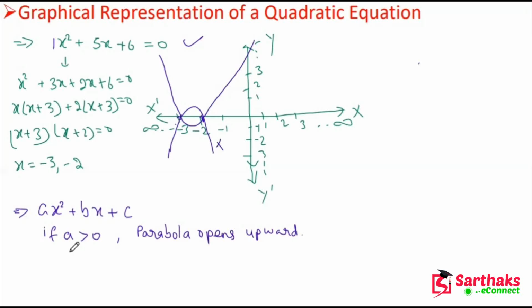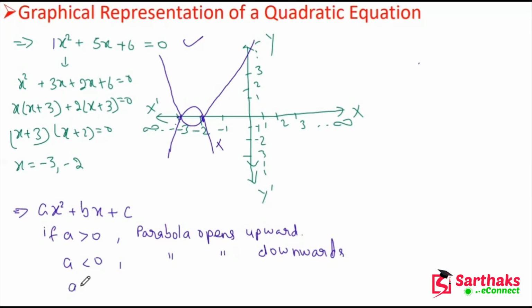Now the second condition: if a is less than 0, then the parabola opens downward. We are not discussing the discriminant here, we are just discussing the coefficient of x square. Don't be confused: D decides the nature of roots, and a decides the direction of the parabolic curve. I hope you get this point.